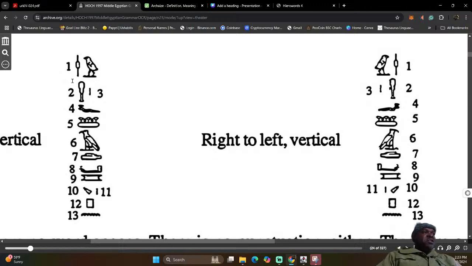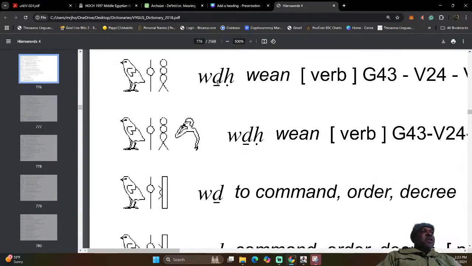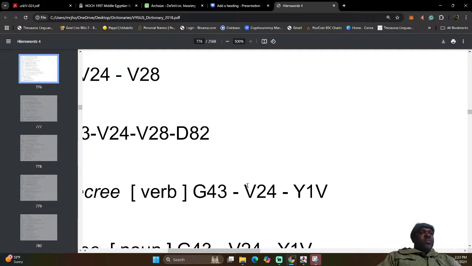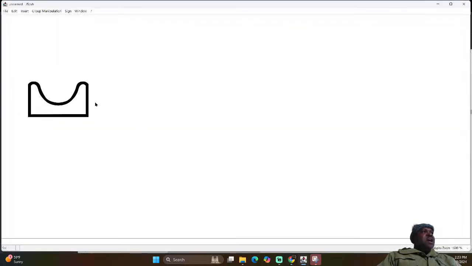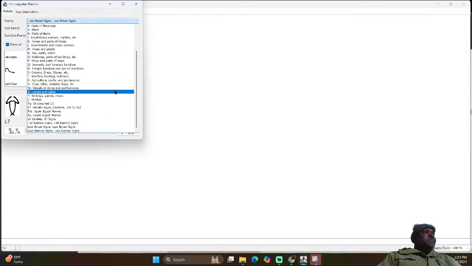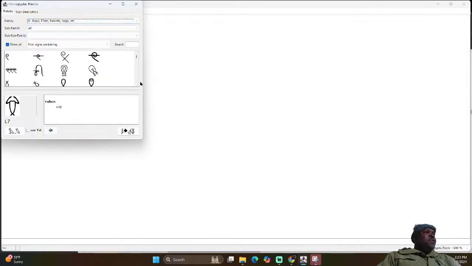Let me show you in the dictionary. And let me show you how this works. And you're going to say, damn. If you go back to the dictionary, you see the symbol in the middle? First of all, let's look at this one, to command. We're going to come over here and find the code for it. It's V24. Now we're going to open up JSesh and type into here. Well, we just go down to the V's and go to number 24.